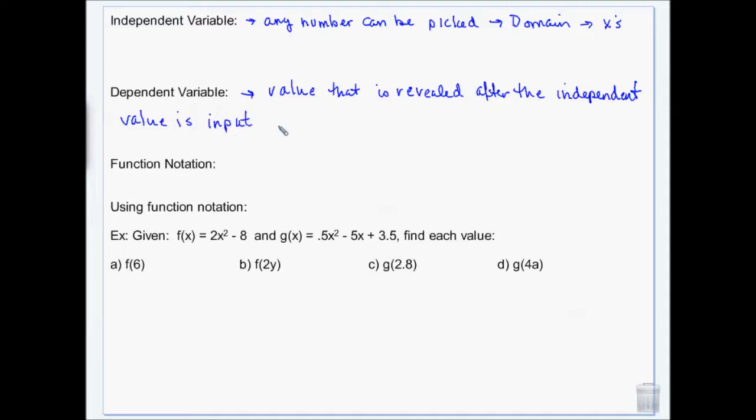Okay, so basically this is called the dependent variable because it depends on which number I picked and put into the equation, right? So if I pick a 2, it'll give me a different answer than if I pick a 6. This is my range, so these are my y's. Okay.